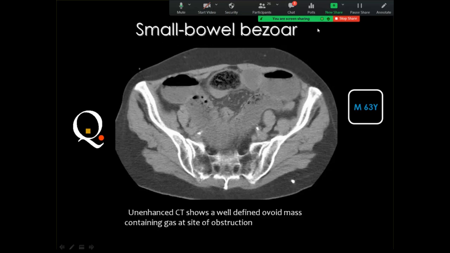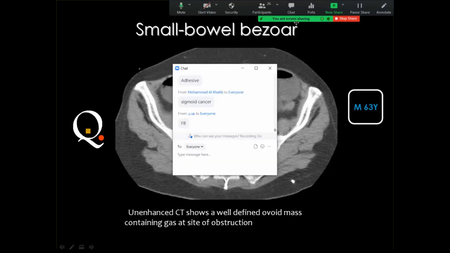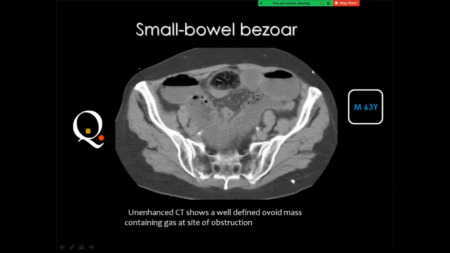Actually, a foreign body is a good answer, but if you say that this is bezoar, this will be more precise. And bezoar is frequently seen in the stomach, sometimes seen in the duodenum, but rarely seen in the small bowel.